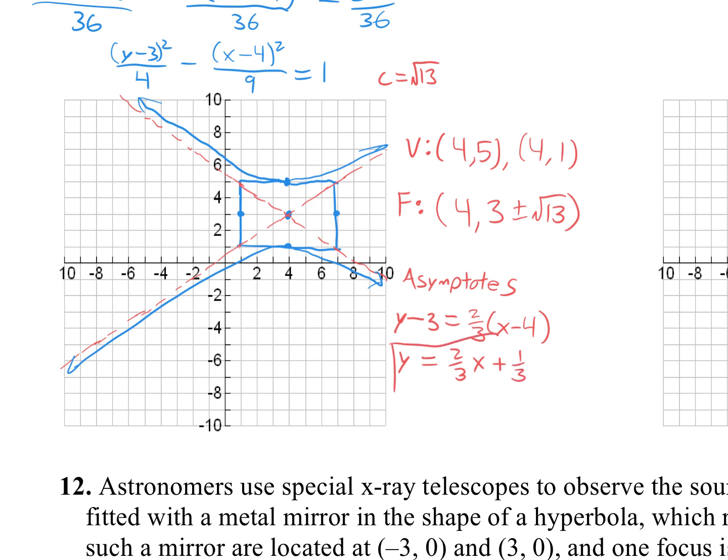Right, so that's one asymptote, and the other asymptote is going to be y minus y1 equals negative 2/3 times x minus 4. Right, so that's going to simplify to negative 2/3 x. Then we get plus 8/3 plus another 3 makes plus 17/3.